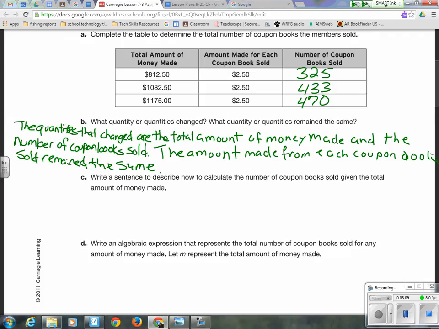Now, this is pretty simple in itself. We need to write an actual sentence, an English sentence. Write a sentence to describe how to calculate the number of coupon books sold given the total amount of money made. So we were given the total amount of money made. We need to figure out how did we do this? How did we find this? Someone tell me. It's very simple.